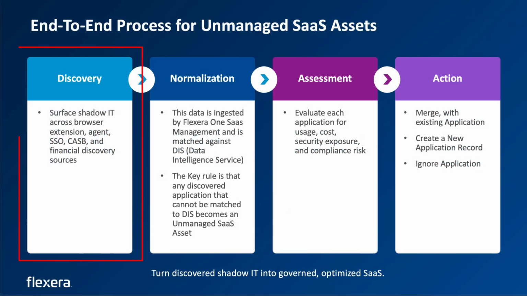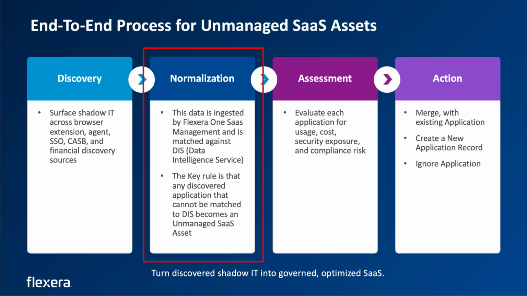The first step in our end-to-end process is discovery. When discovery runs, connectors return a list of applications detected in the environment. For example, SSO connectors like Entra ID and Okta would return a list of applications users authenticate into, and CASB would return applications that have been accessed over the network.